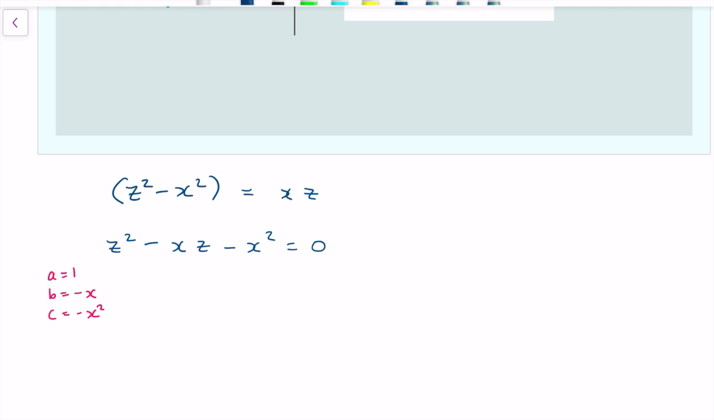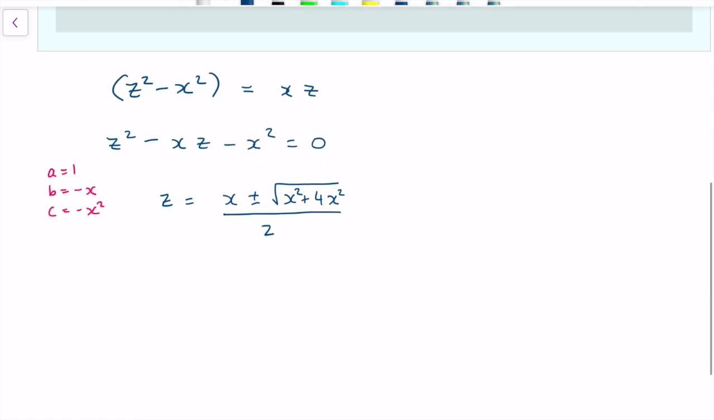So if I go and solve this, z equals x plus or minus root x squared plus 4x squared all over 2, and this simplifies. You need to do a little bit of work with surds, and you can simplify it down to 1 plus or minus root 5 over 2, all multiplied by x, which is a simple linear equation. z is some constant times x.